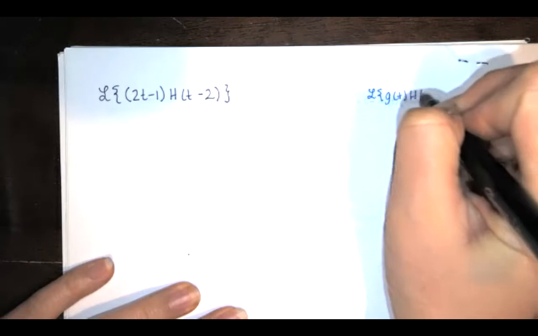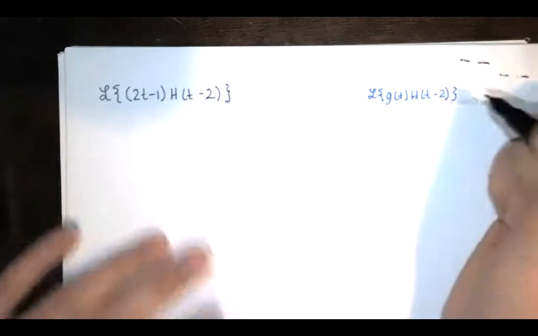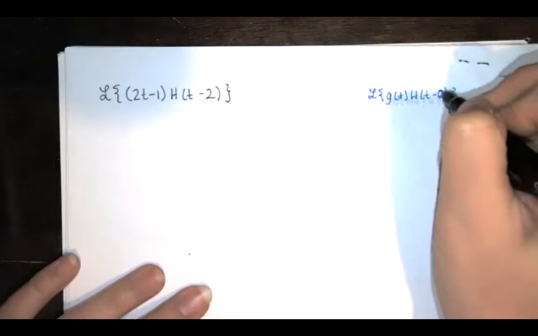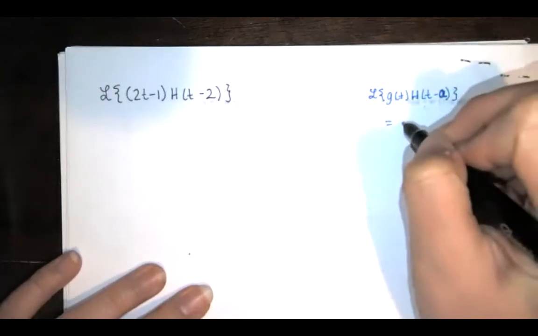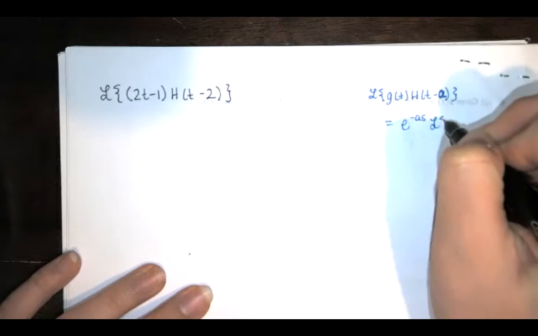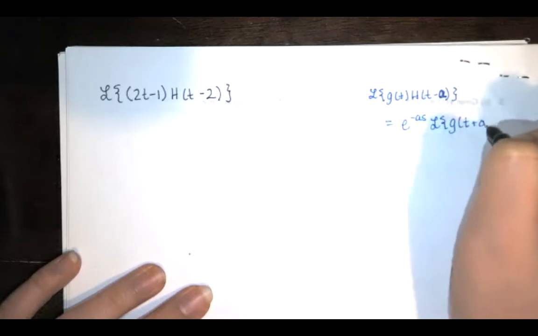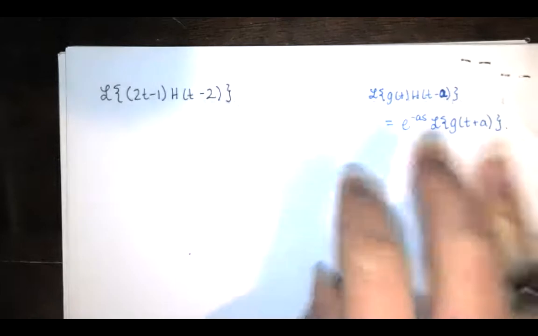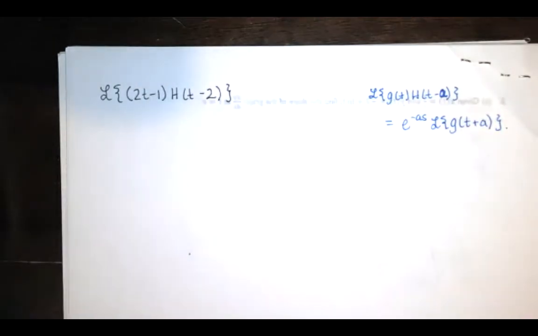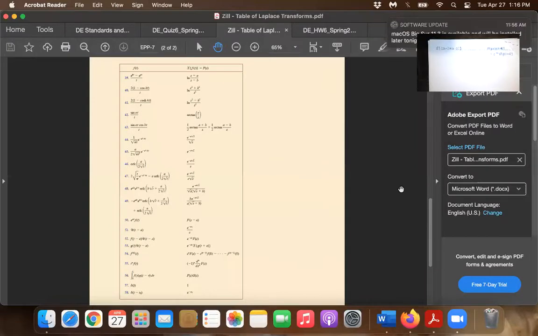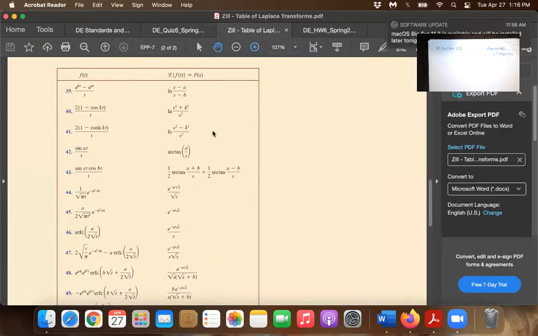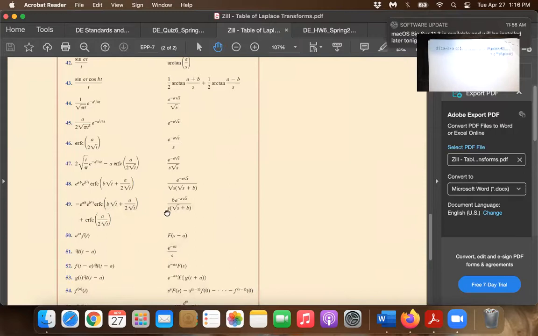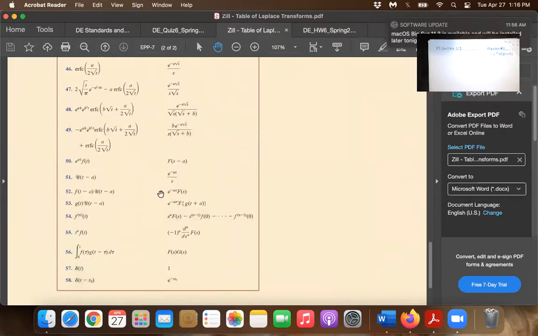We've got the Laplace transform of g of t times h of t minus a, excuse me, is equal to e to the negative as times the Laplace transform of g of t plus a. So typically I would go to the table and try to find an entry that matches this. So here's my table, and if I keep scrolling down a little bit and zoom in as well, if I look for the Heaviside function, which is denoted by a u on the table rather than an h, entry number 53 is relevant.